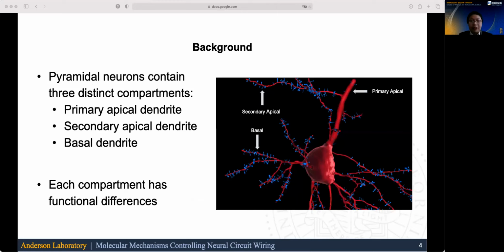So to further elaborate on the structure, pyramidal cells contain three distinct compartments. There is a primary apical dendrite, there are secondary apical dendrites, and there are also basal dendrites. The primary apical dendrite emerges from the apex of the cell. The secondary apical dendrites emerge from the primary apical dendrite, and basal dendrites emerge from the base of the soma. Each compartment also has functional differences.